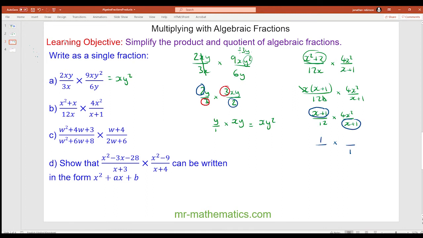And we can cross simplify with the 12 and the 4. We divide both by 4. So we have 3 and x squared, because the 4 divided by 4 will make 1. So then we have 1 multiplied by x squared, which is x squared, and 3 times 1, which is 3.